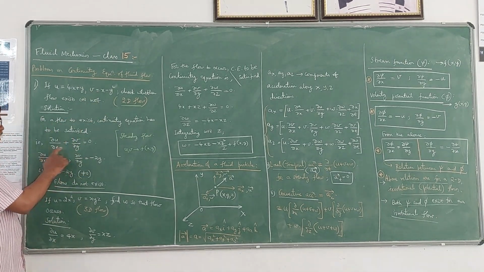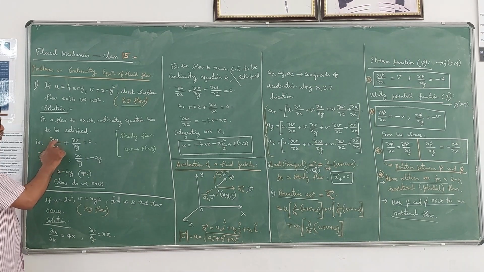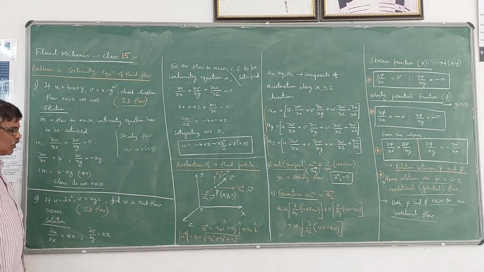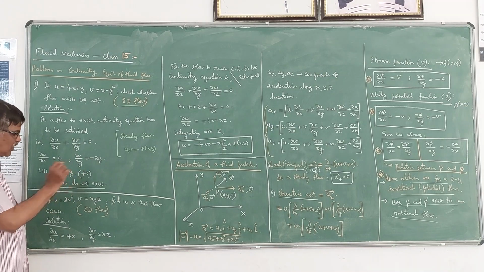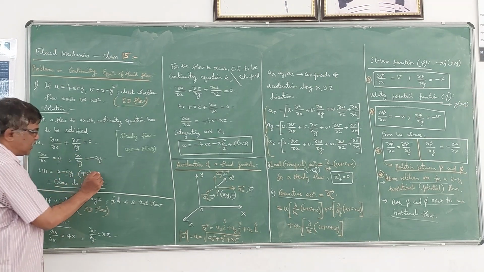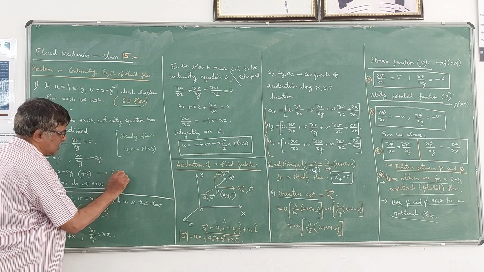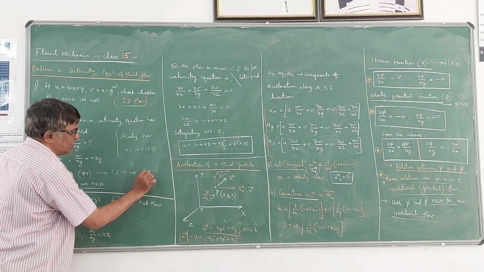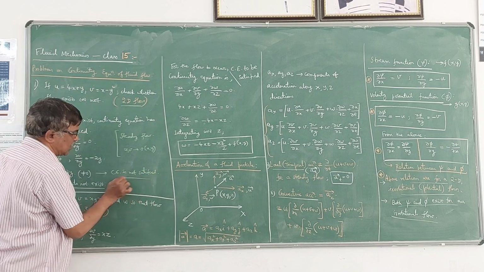If you substitute that in the LHS, this becomes 4 minus 2y, but RHS is 0. Therefore, 4 minus 2y is not 0. Therefore, the continuity equation is not satisfied. So since the continuity equation is not satisfied, flow does not occur or exist.